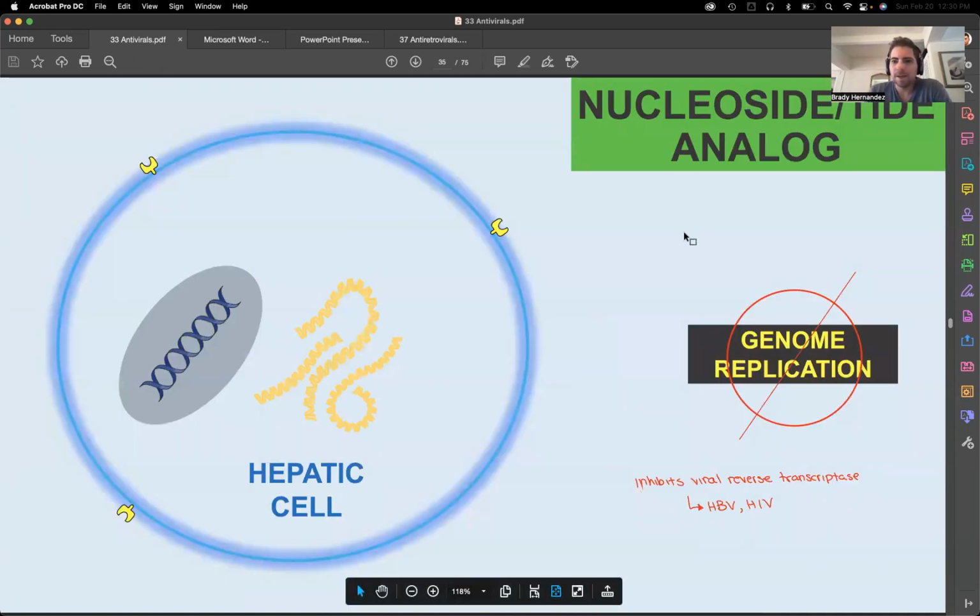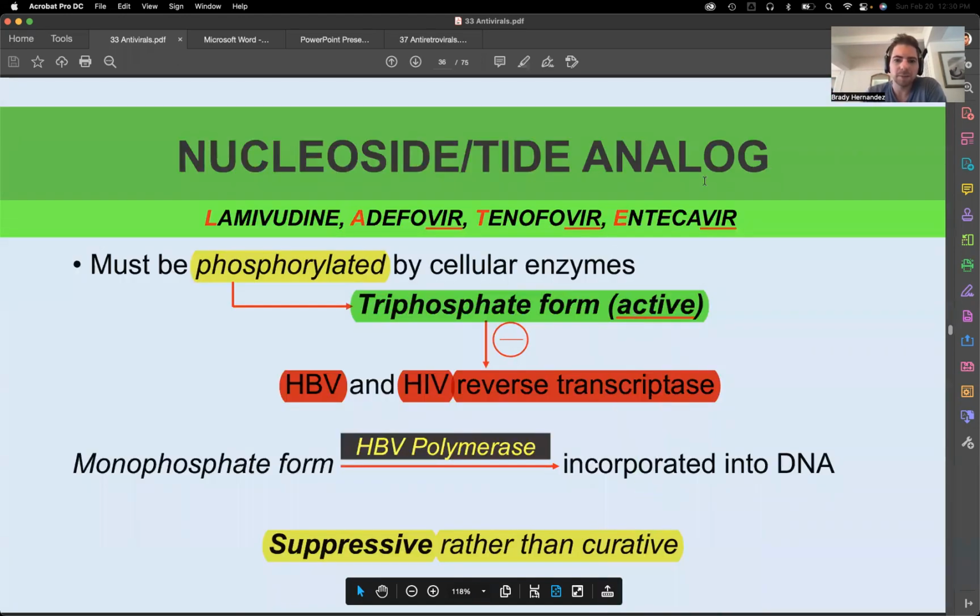All right, and then these nucleoside analogs. Of course that has to do with genome replication. If you inhibit the viral reverse transcriptase, remember HBV falls in that category 7. It has partially double-stranded, partially single-stranded DNA, so you have to take the RNA and get it back to DNA to replicate. And HIV uses that reverse transcriptase. So this is a good point to prevent genome replication, right? And you can see that here. The LATE is the mnemonic here that you can remember, and the ending in -vir, right?